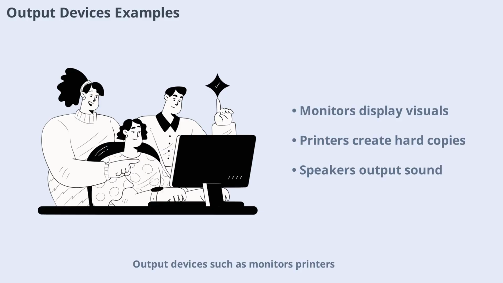Output devices such as monitors, printers, and speakers present processed data to users. Monitors display visual information, printers produce hard copies, and speakers output sound. These devices make it possible for users to receive and interpret the results of computer operations.